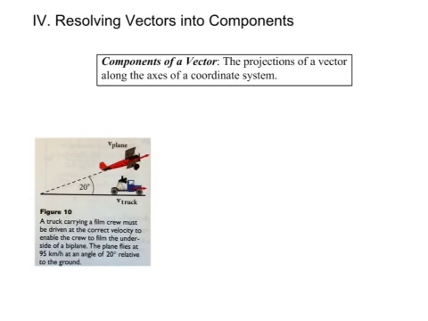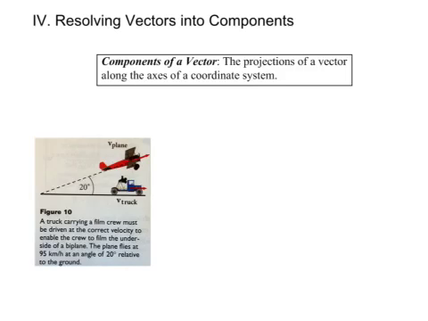So now we want to look at resolving vectors into their components. What we just did in that example was getting a resultant vector from the components. Now we want to look at resolving the vectors into components. So the components of a vector are the projections of a vector along the axes of a coordinate system.